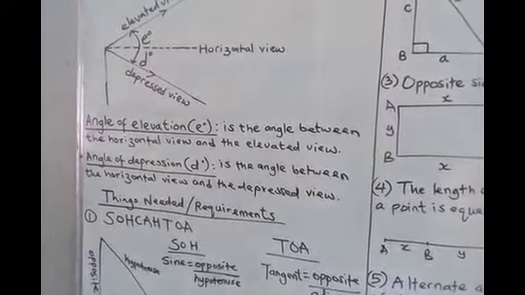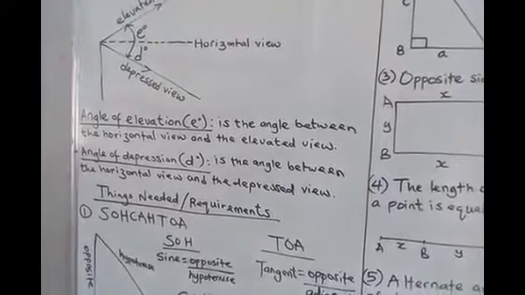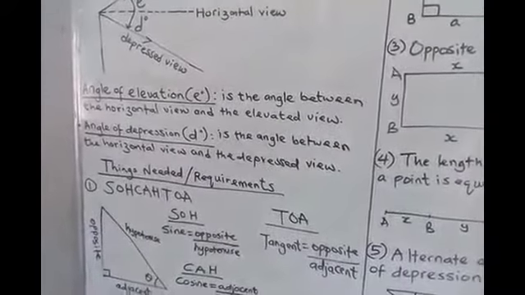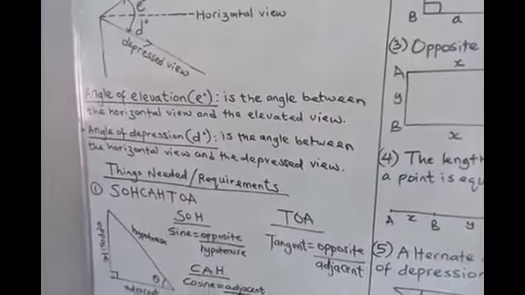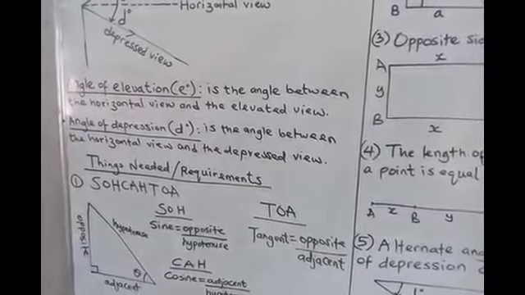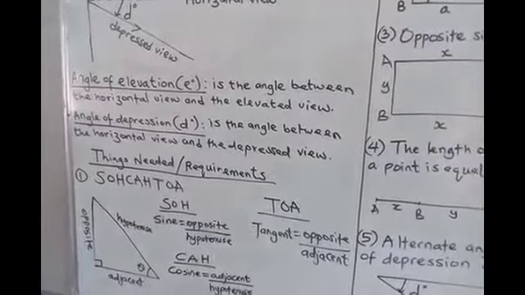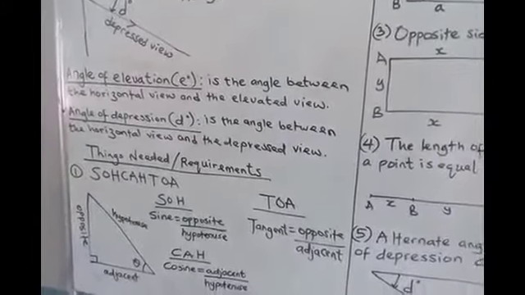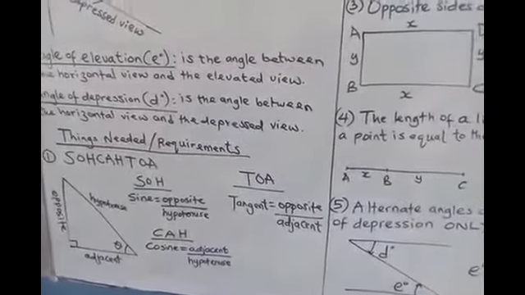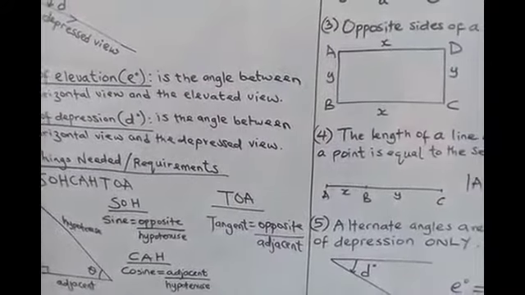The first one is the acronym SOHCAHTOA. This is applicable only to a right-angled triangle. SOH stands for sine, which is equal to opposite over hypotenuse. CAH represents cosine, which is equal to adjacent over hypotenuse. While TOA, T stands for tangent, which is equal to opposite over adjacent.